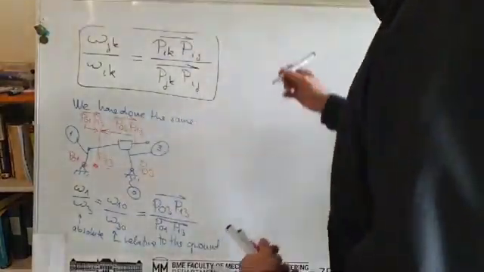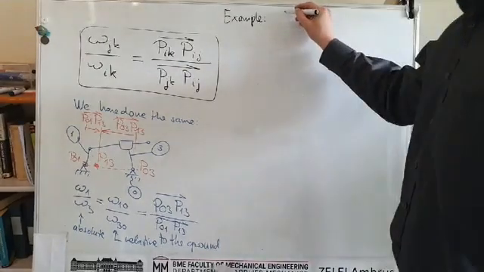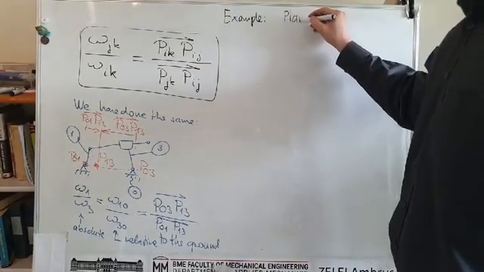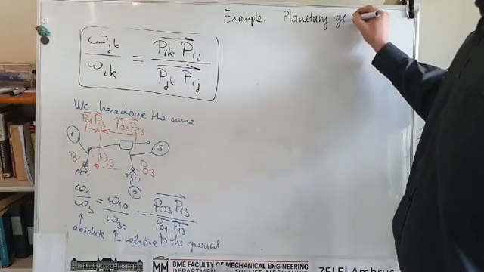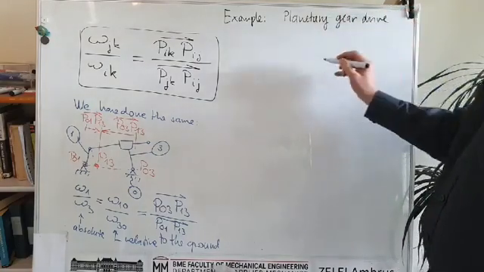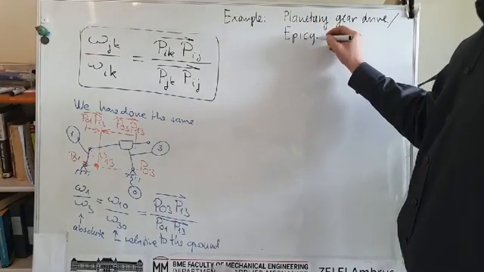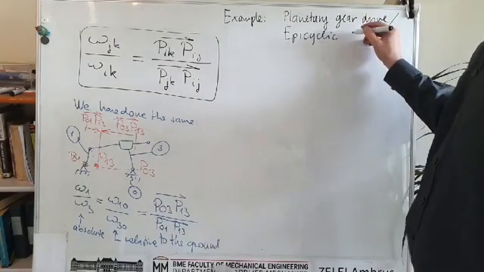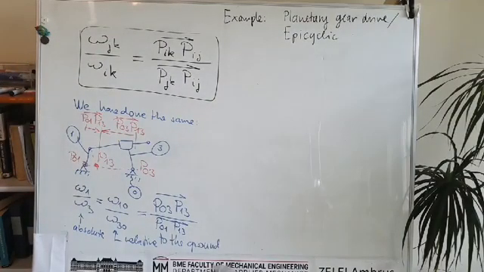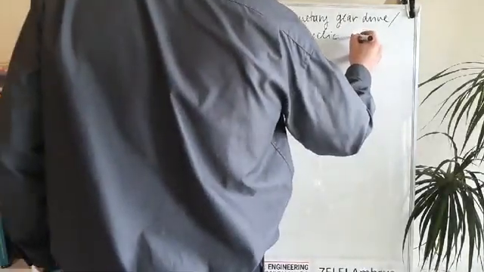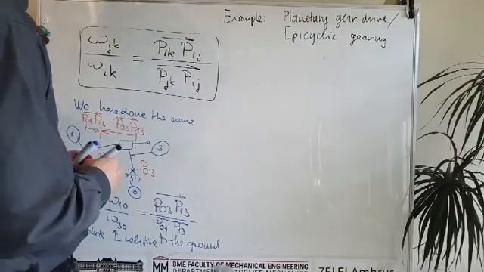So we will have another example, which will be a planetary gear drive, or in another name it is also called epicyclic gear system, or epicyclic gearing. In Hungarian it's bolygómű, right?